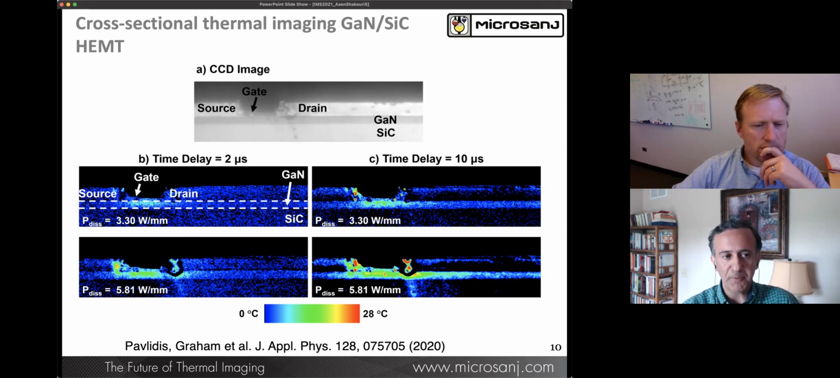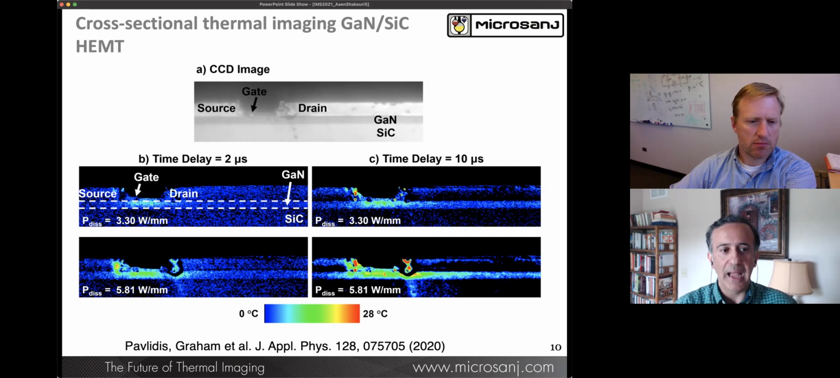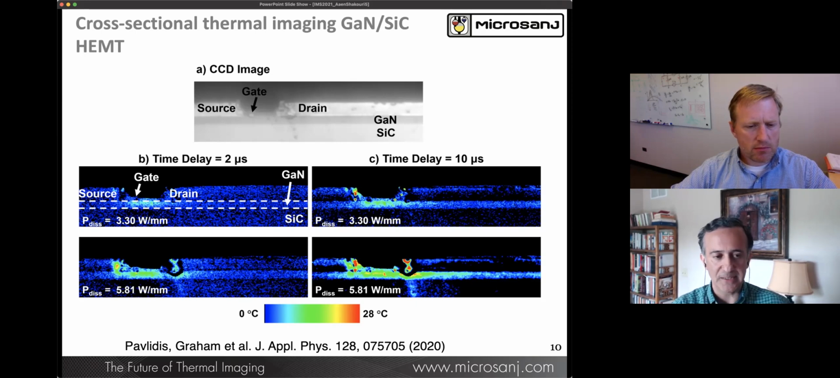profile is. The top row is at a power dissipation of 3.3 watts per millimeter, and the bottom row is about 5.8 watts per millimeter. And what you can see is, for the first time, we can actually see the heating underneath the gate, and we can see how the heating scales with time. The time constant is one of the things that was emphasized earlier, but also you can see how the biasing affects this. So this was quite powerful.